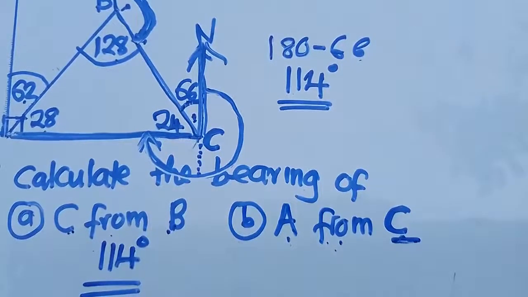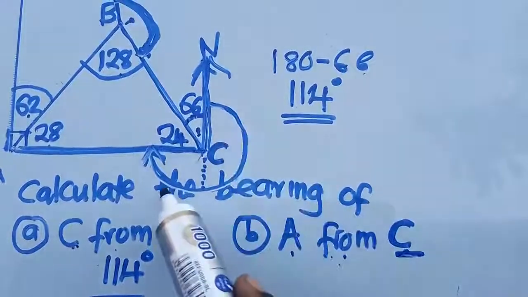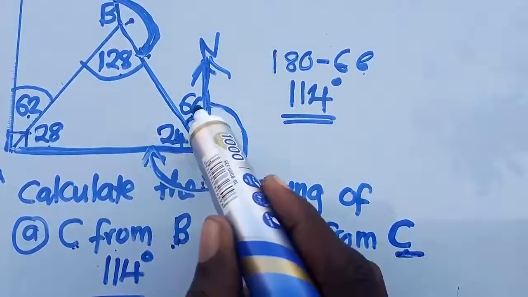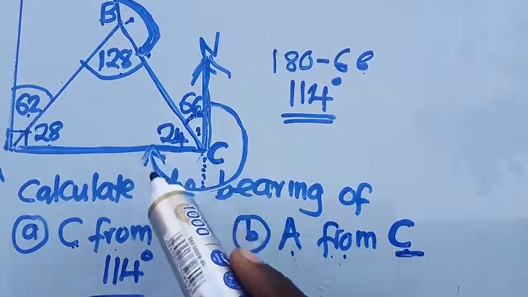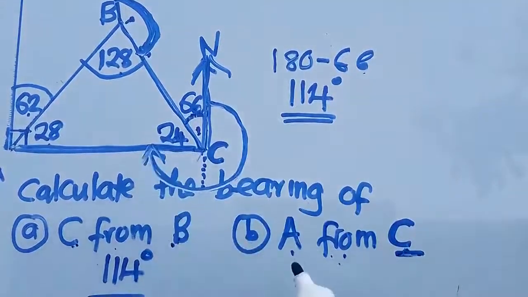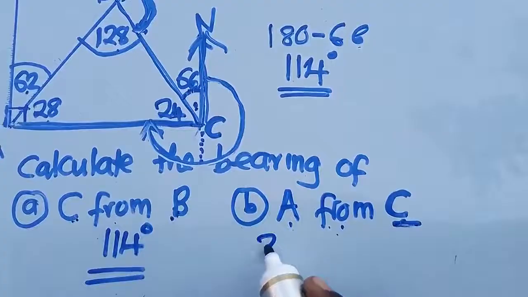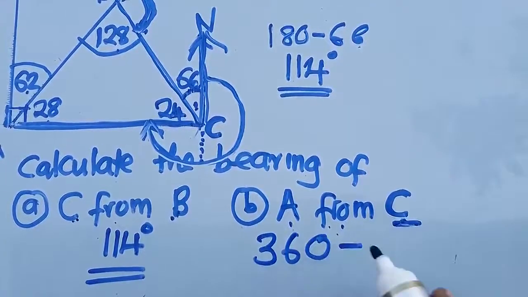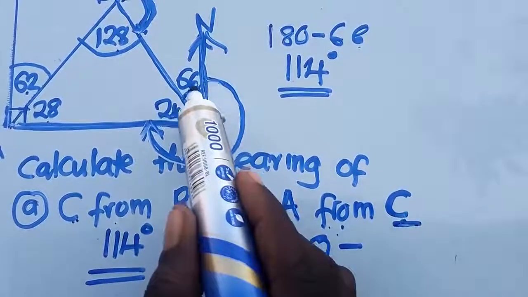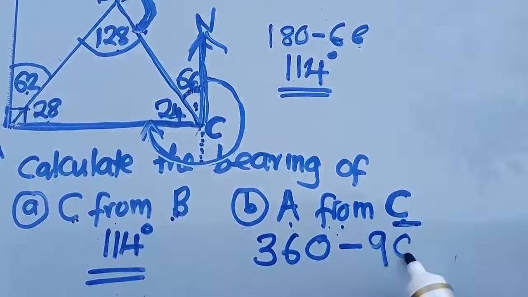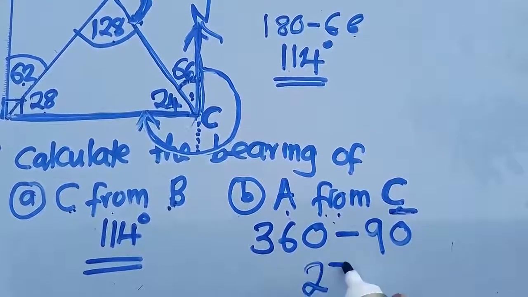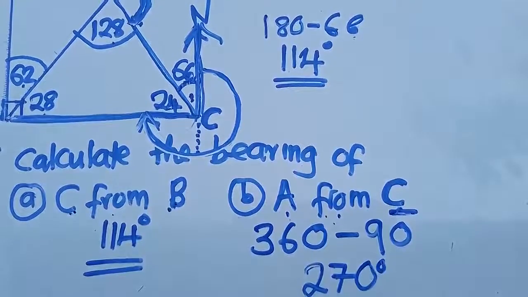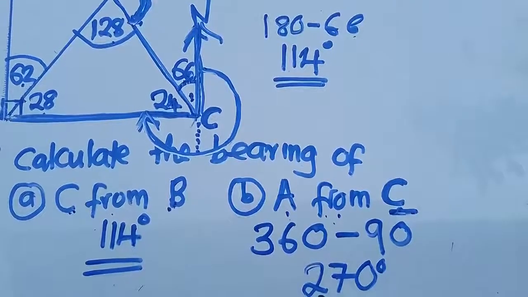Have you seen the way I've moved? So which means I want to find this. If you add this, you are going to get what? 90. So this is a complete turn. A complete turn is what? 360. So 360 minus 90, what are you getting? You are getting 270. So a 270 that is there, that is your answer.